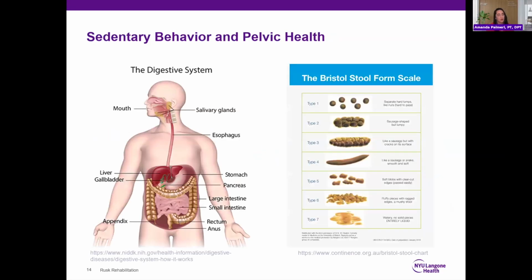As a pelvic health therapist, I also want to mention that reducing sedentary behavior also has a positive effect on our digestive system and our ability to empty bladder and bowels, and that sedentary behavior can sometimes slow down or impede the process that naturally occurs in order for us to use the restroom. So from the pelvic health standpoint, also important for us to get good physical activity.